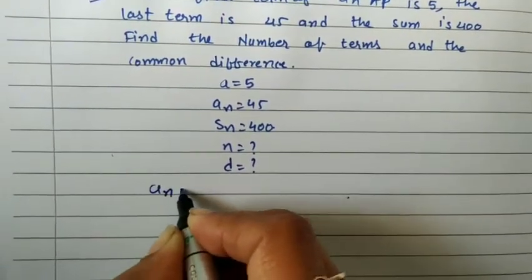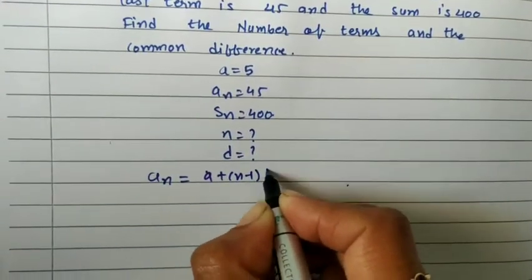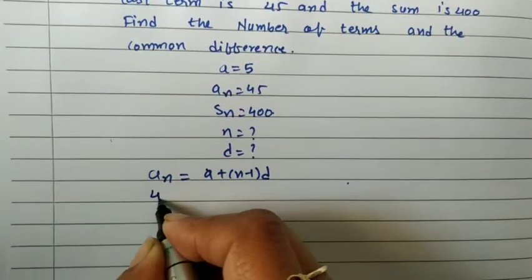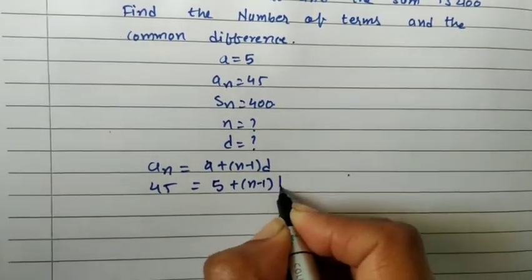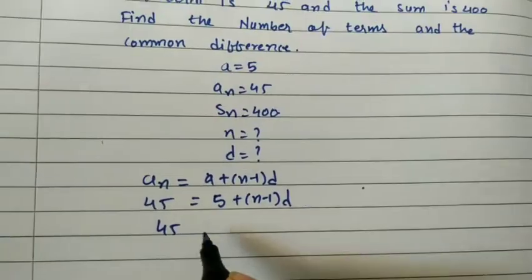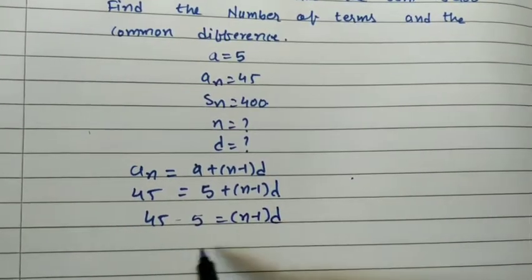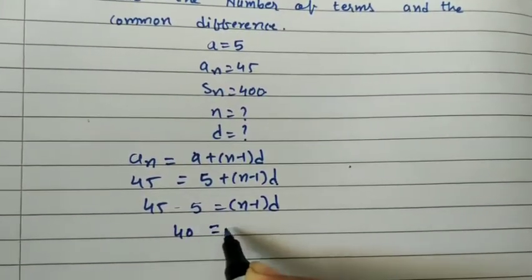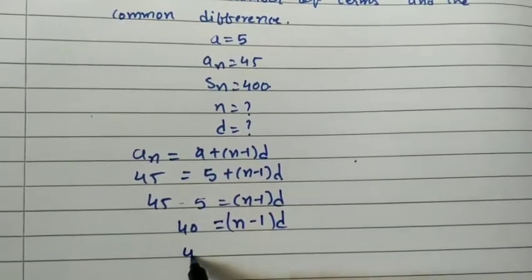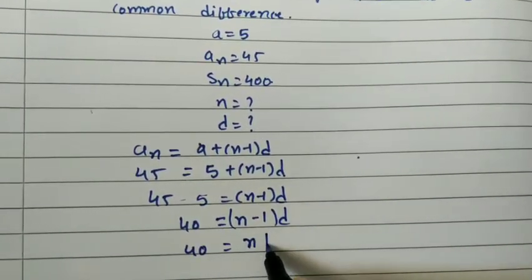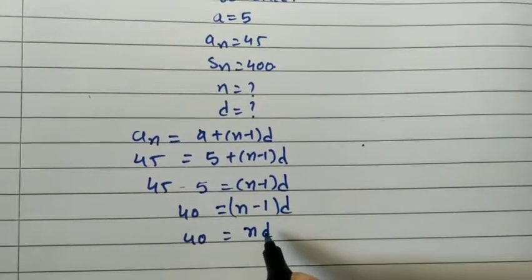We have two formulas. One we have is an. an is equal to a plus n minus 1 into d. Whatever we have, let us substitute. So it is 45, that is 5, plus n minus 1 into d. So what will it become? Shift it, so it will become minus 5, and that will become n minus 1 into d. So here we are getting 40 is equal to n minus 1 into d. Let us keep it as it is. And we will write it as equation number 1, or whatever value we get, we can write over here.